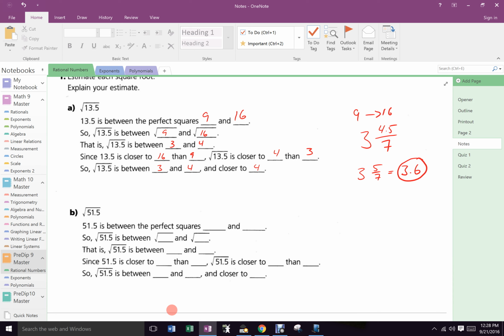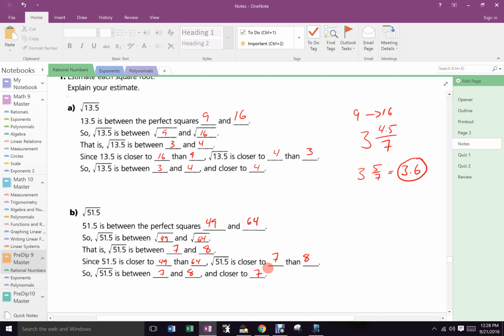So, let's try this one. 51.5 is between what and what? 49 and 64. So its root must be between the root of 49 and 64, which makes it 7 and 8. Now, is 51.5 closer to 49 or 64? 49. It's closer to 49 than 64, so that means its root must be closer to 7 than 8. So it's between 7 and 8, and it's closer to 7.